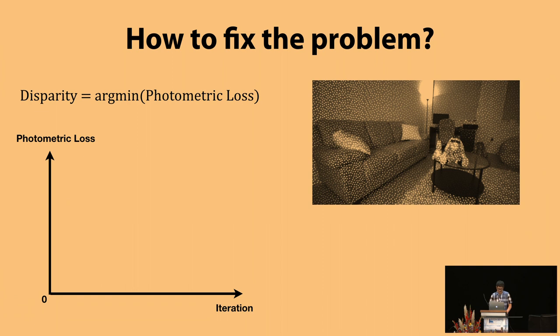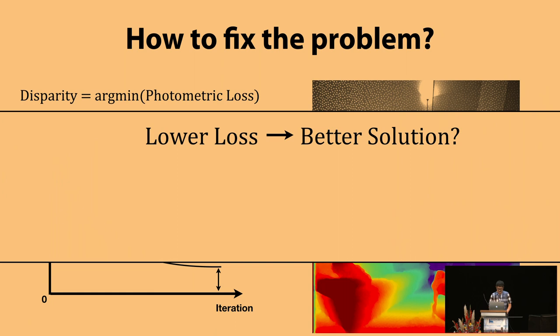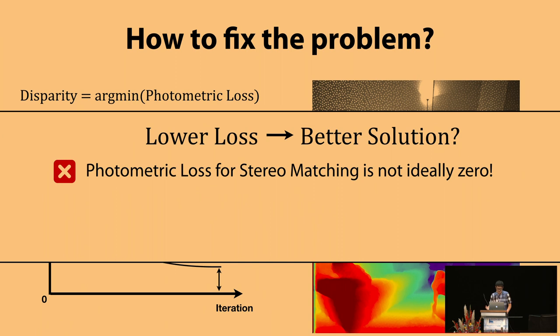But why doesn't minimizing such a photometric loss give us a perfect disparity? We think it is the problem of the loss itself. Like many other losses, the photometric loss gets reduced over iterations during the training and stays at some small value. But different from many other tasks where lower loss is mostly preferred, the photometric loss may not be ideally zero. For example, different exposure, occlusion, and many other factors may make it impossible to fully reconstruct the left view using the right view.